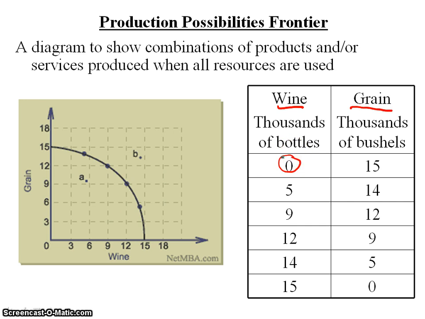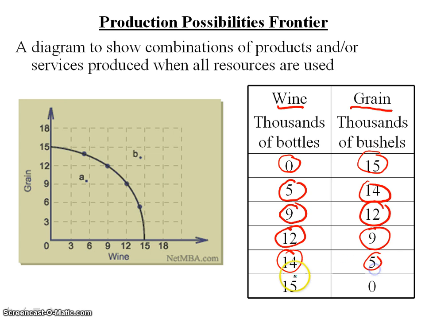So as you produce more of one product, notice how here we have zero production of wine, and at this point we now have 15 of grain. As we increase the amount of wine production, notice how the grain goes down. So wine is going up, grain is going down, wine is going up, grain is going down. And once we're producing the maximum amount of wine, we can't produce any more wine, nor are we producing any grain at that point.